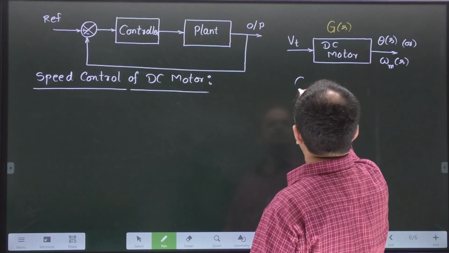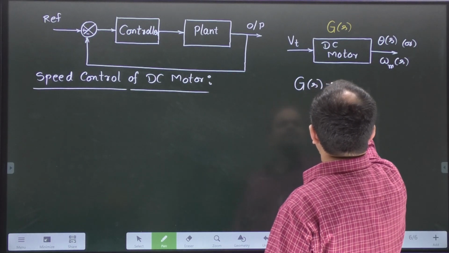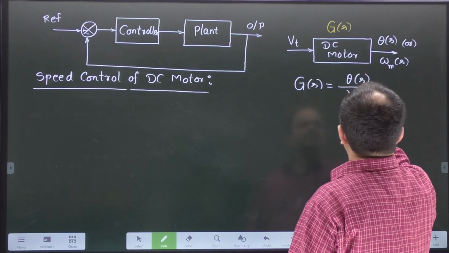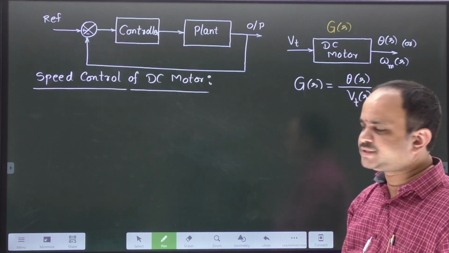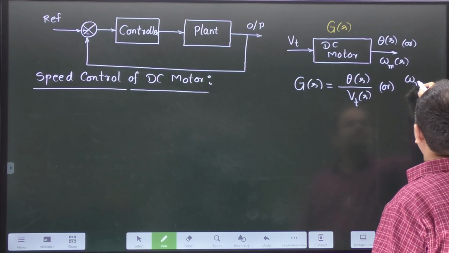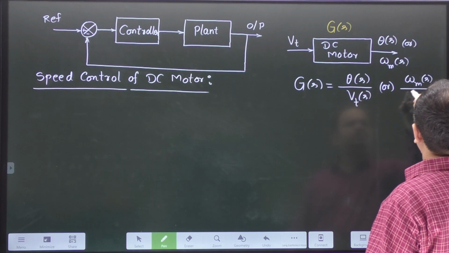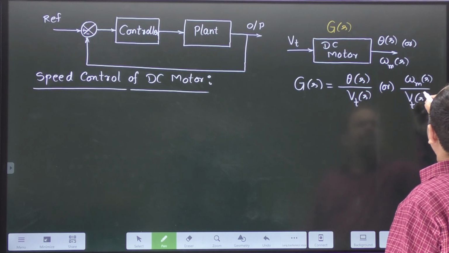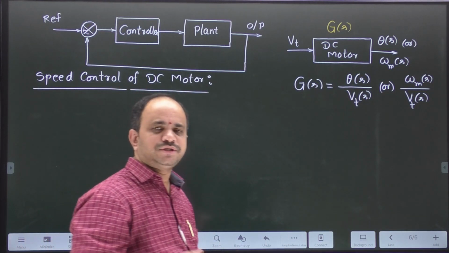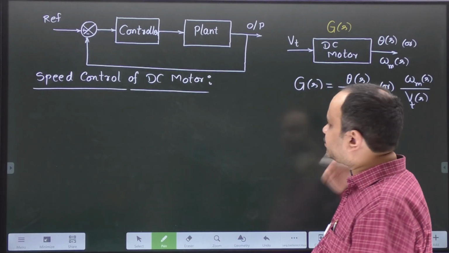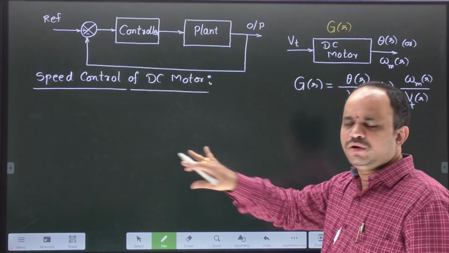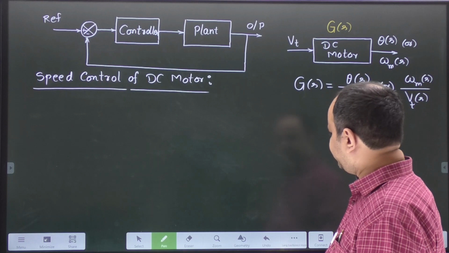required for us? G of S is equal to theta of S divided by Vt of S. This is the position control transfer function, or for speed control, omega m of S divided by Vt of S. If you recollect the control system concept, we have discussed all of these things, right? Now, let me look into that particular concept very briefly.